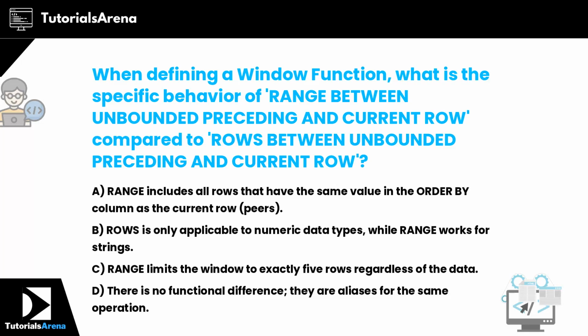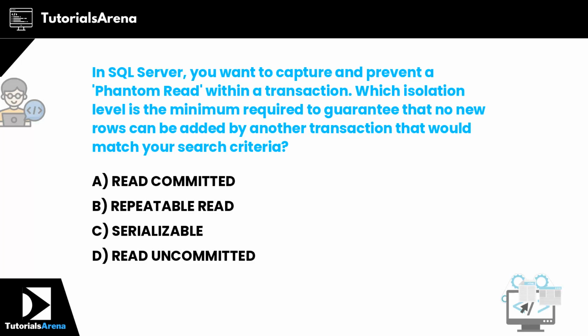When defining a window function, what is the specific behavior of range between unbounded preceding and current row compared to rows between unbounded preceding and current row? Answer is A. Range includes all rows that have the same value in the order by column as the current row, peers.